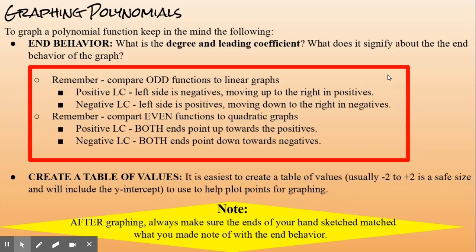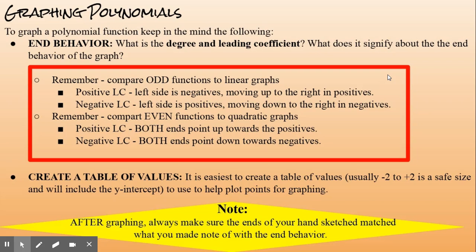All right, so to start, graphing polynomials, you want to keep a few things in mind. First, you want to be aware of what is the end behavior. And remember, we figure that out by looking at the degree and the leading coefficient. That will give us an idea of what's happening on both ends, on the left end and the right end of our graphs. Are they both pointing up? Are they both pointing down? Are they opposites? Things like that.